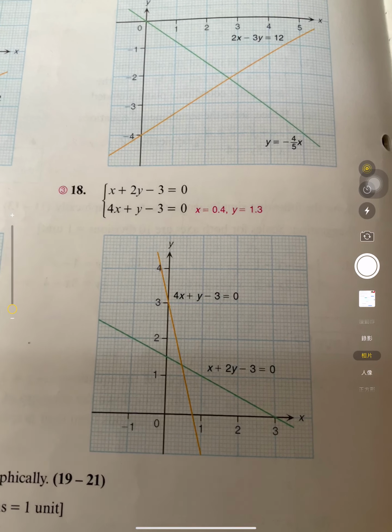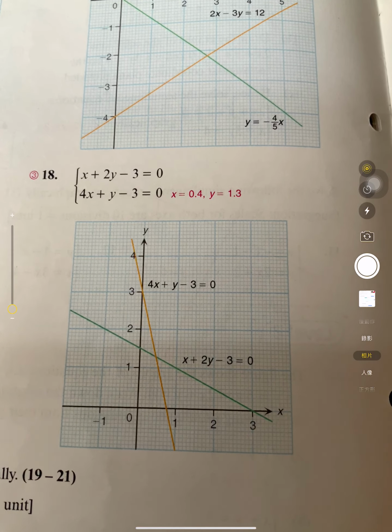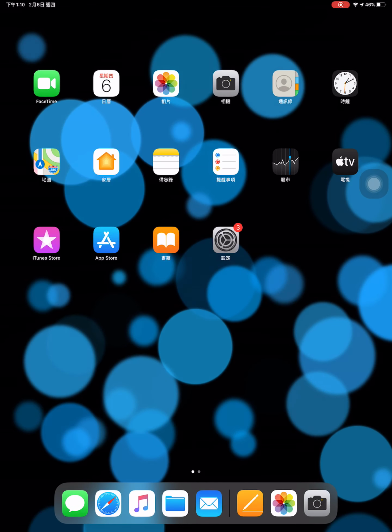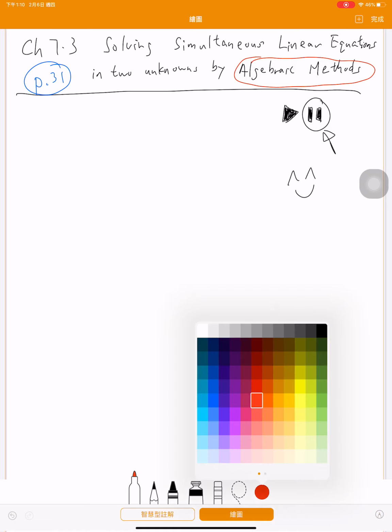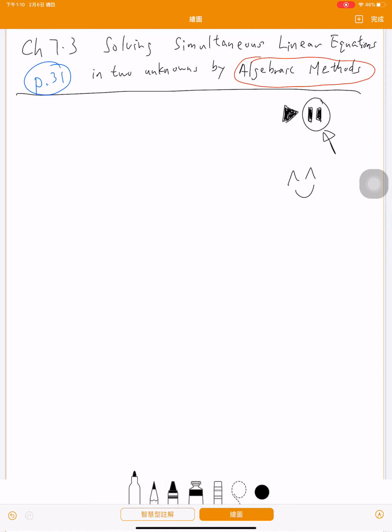So what we can do is to learn a new method, that is chapter 7.3. We call it solving simultaneous equations by algebraic methods, that is, by using calculation. Then the solution will be exact values. So what can we do? First of all, just think about it.